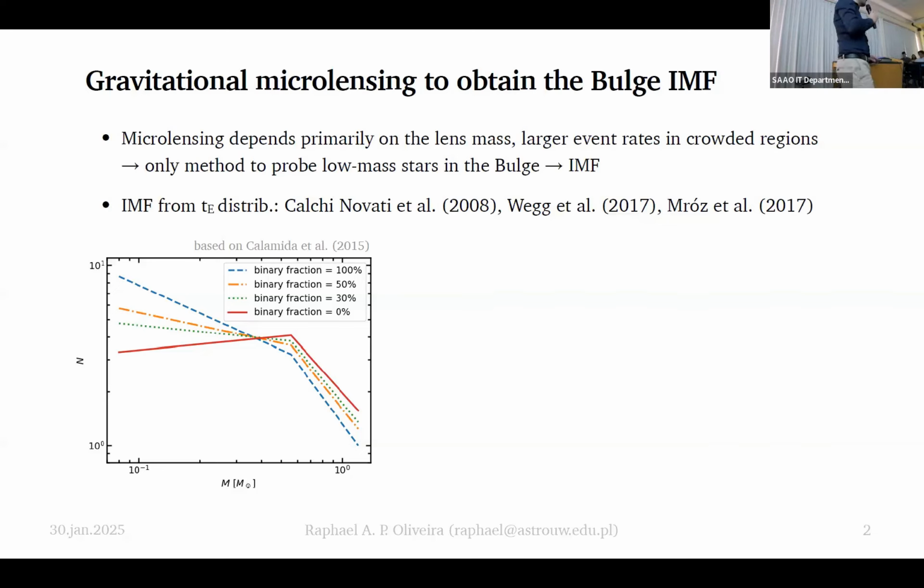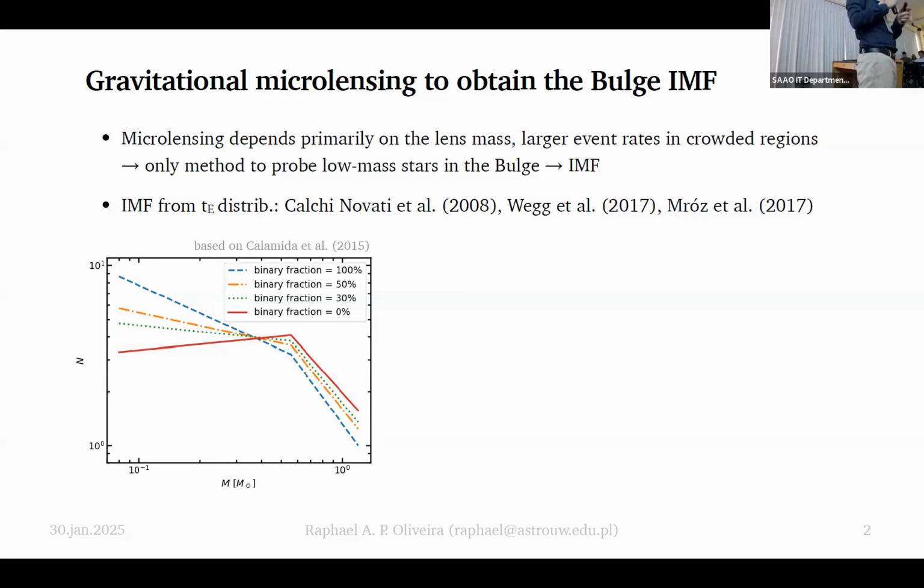And they derive consistent slopes for the IMF, but they usually either neglect the binary events or apply a correction at the end.